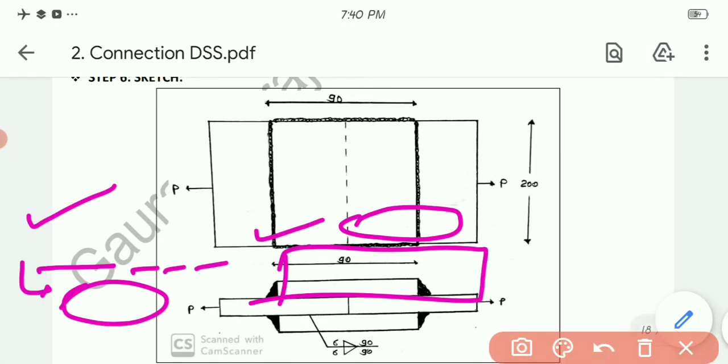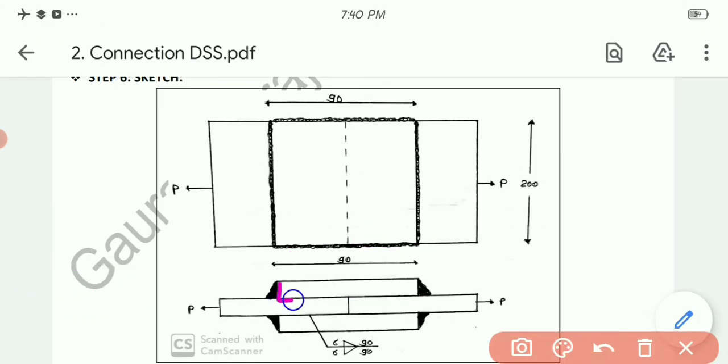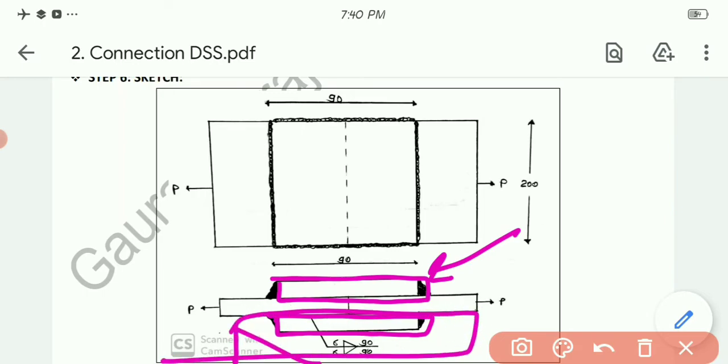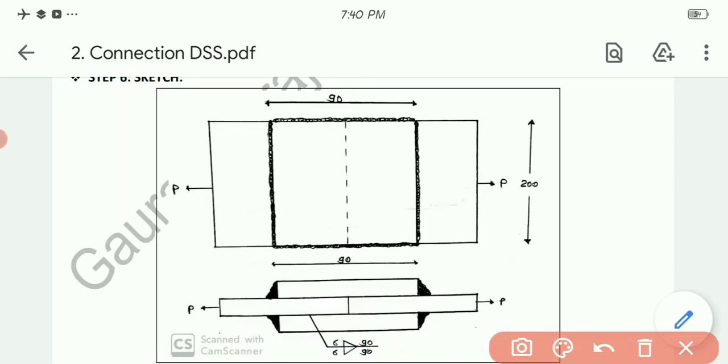Now in this one we need to provide these cover plates, one above the 2 plates and one below the 2 plates. We need to provide the calculation of the first only. We will do the same thing for the second one, so we don't need to consider the second one right now. So right now I'm considering this first one.